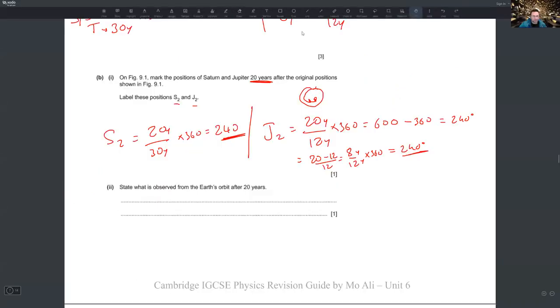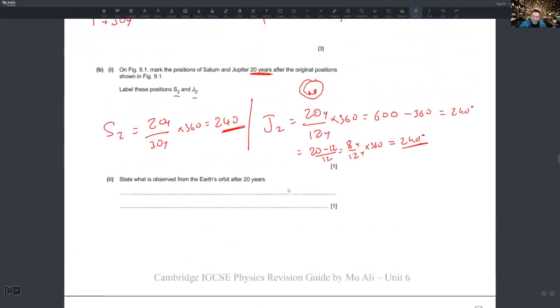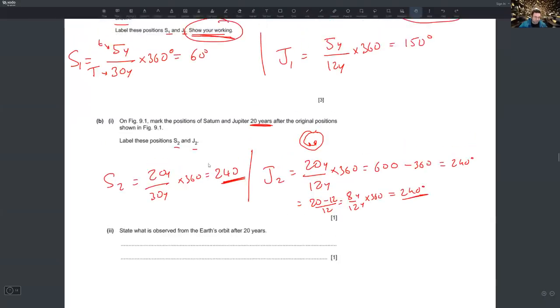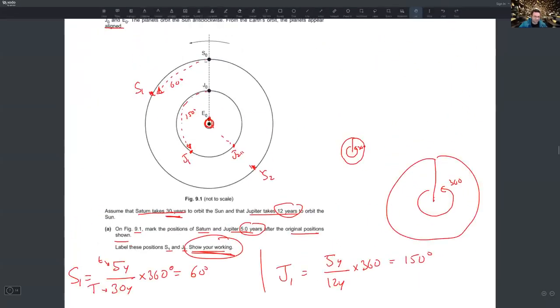I think there's another bit. Oh yeah, so this question isn't over. State what is observed from Earth's orbit after 20 years. What does he mean after 20 years? Well, Saturn traveled 240 degrees. Jupiter traveled 600 degrees, meaning it traveled 360 once and then another 240, so it did one lap and a bit more than half. That's what we did.